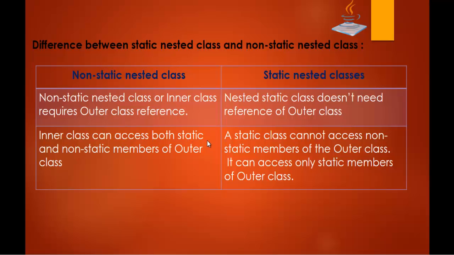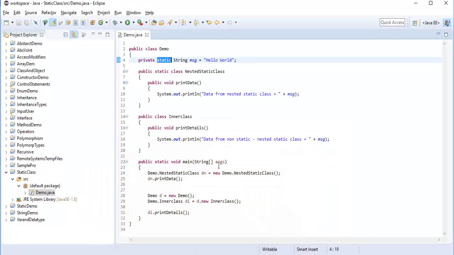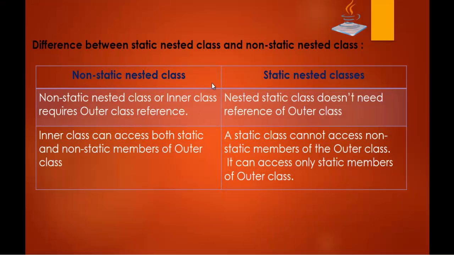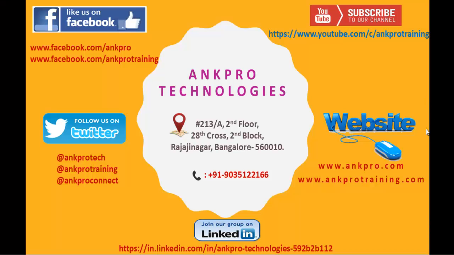The inner class can access both static and non-static members of the outer class, but a static class cannot access non-static members of the outer class. It can access only the static members of the outer class. So I hope you understood, with this example, the difference between the non-static nested classes and static nested classes.